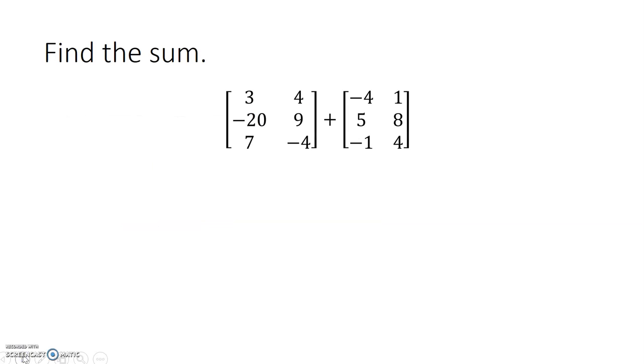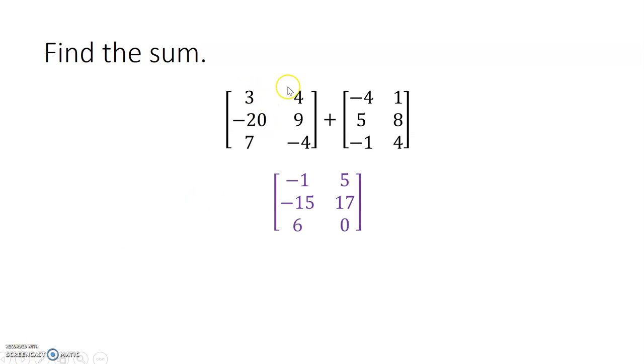All right, so here is one example. Right now we have a 3 by 2 plus a 3 by 2, so they're the same dimensions, so I know I'll be able to add them together. We talked about adding numbers in corresponding positions. The 3 is in the first row and first column, so I'll add it with the -4, because the -4 is in the first row and first column of that matrix. I'll add the -20 with the 5, 7 with the -1, 4 with 1, 9 with 8, and then -4 with 4. So again, it's numbers in corresponding positions.